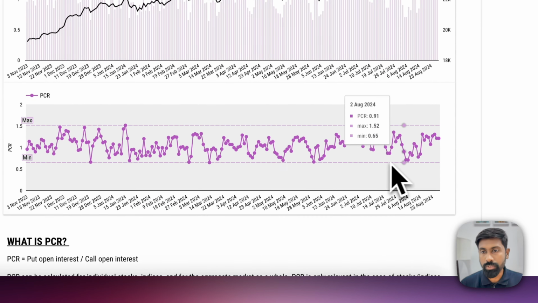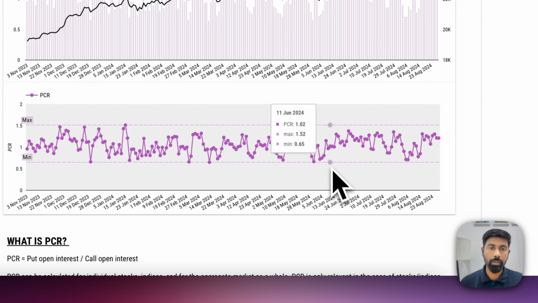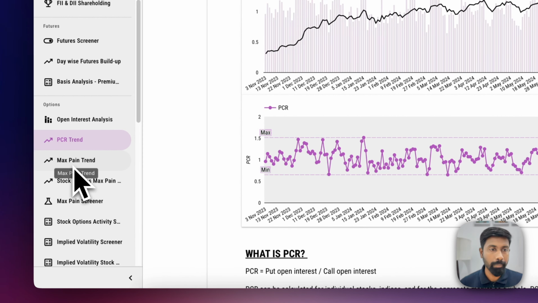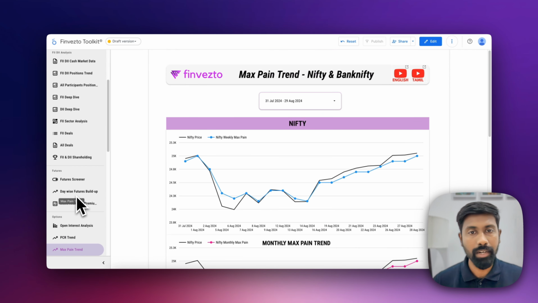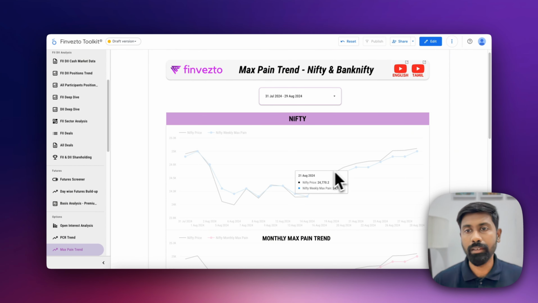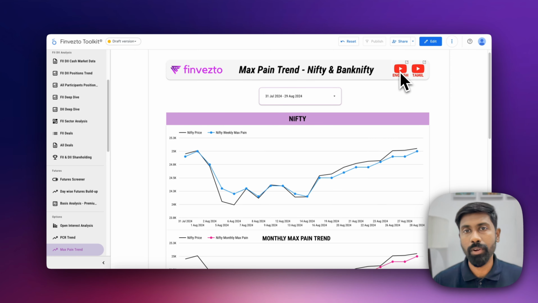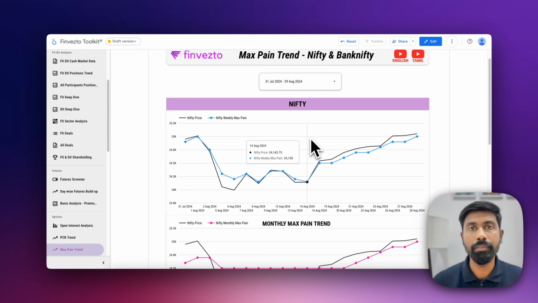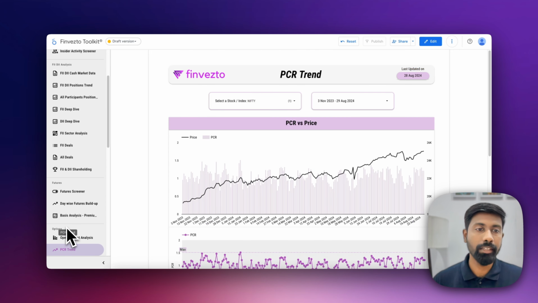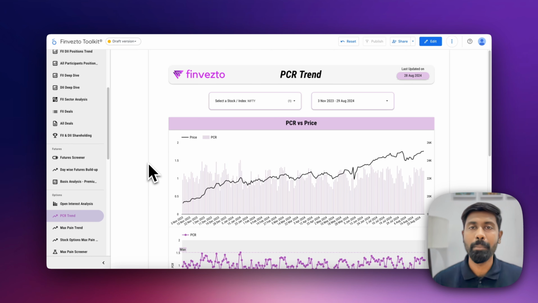So I typically use PCR trend to spot the bottoms. Mostly for sentiment, I use max pain trend, and to see if market is bottoming out, I use the PCR trend. That is why I have PCR trend as a separate page and max pain trend as a separate page. Here we already discussed these. There are videos on max pain trend as well. I use this page to identify sentiment of Nifty, whether it is in bullish phase or in bearish phase. And I use PCR trend mostly to check if market is bottoming out. So that's how I use these two pages.